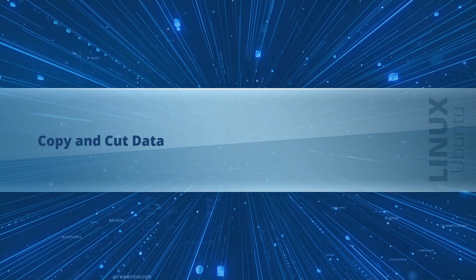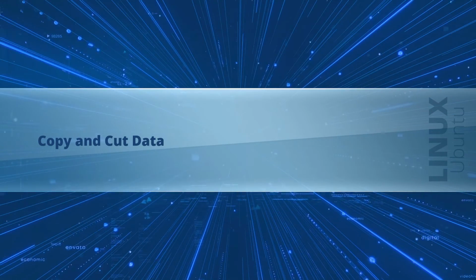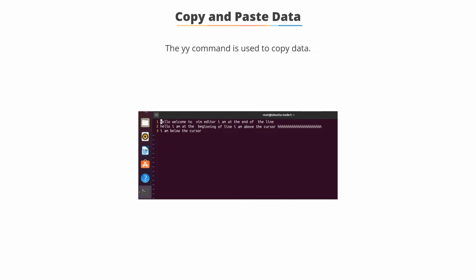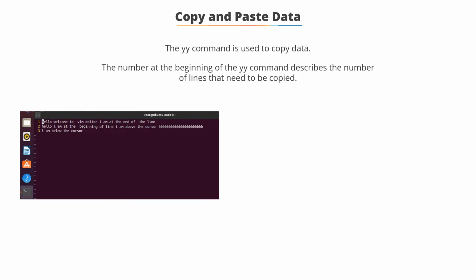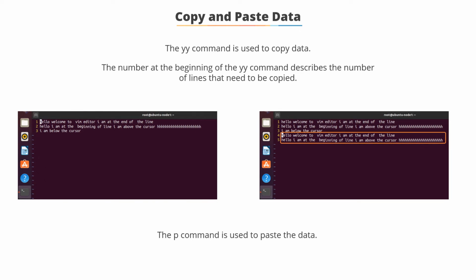Next, let's learn how to copy and cut data using the VI editor. If you want to copy data, then the command YY is used at the beginning of the data. You can also use a numerical value before the command YY to indicate the number of lines of data to be copied. P command is used to paste the copied data in the required destination.